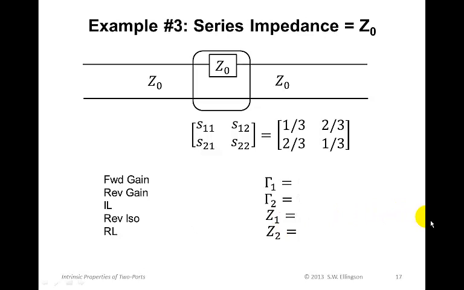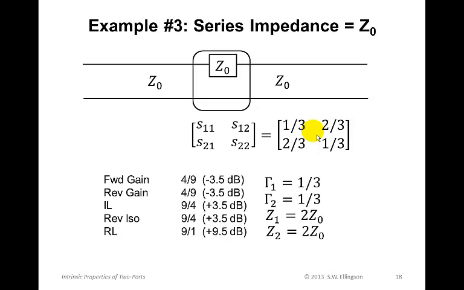Okay, here's yet another two-port that we considered in the previous lecture. In this case, a series impedance equal to the reference impedance between the two terminals. And here are the S parameters that we worked out to be true for this case. And then once again, let's calculate the values for the various intrinsic metrics. So if you're inclined, go ahead and pause the video now and calculate those values. Okay, here are the answers.